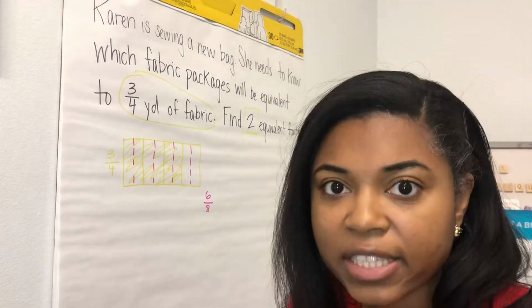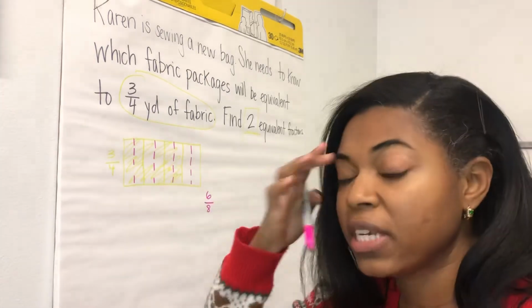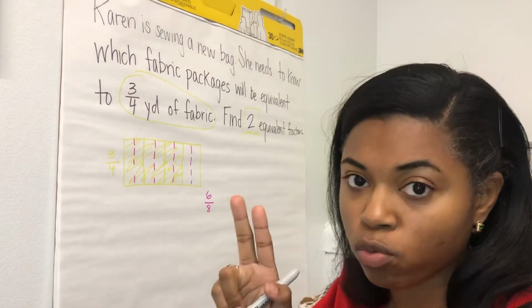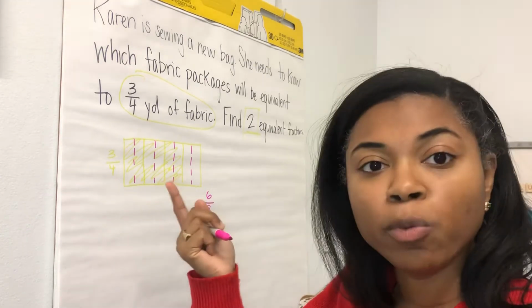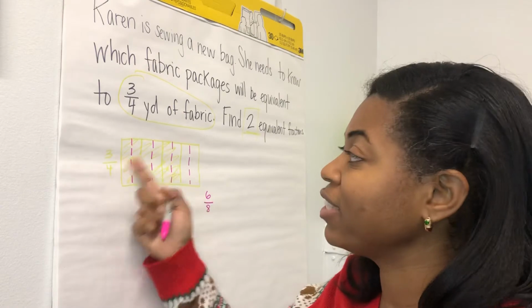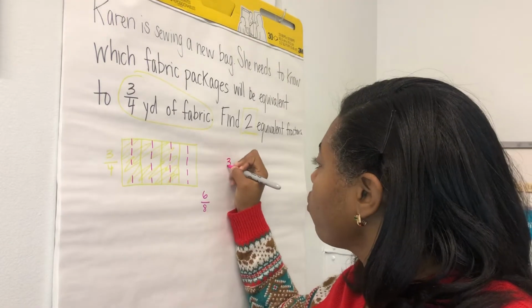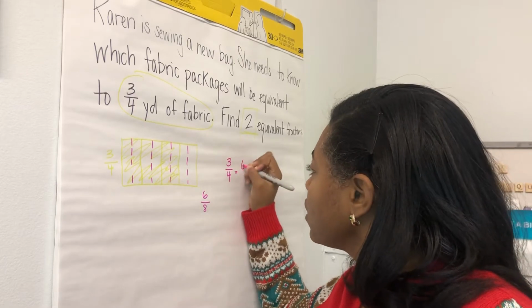I know 6/8 is equivalent to 3/4 because by partitioning each piece into 2 pieces, I doubled the numerator and the denominator. And I know they're equivalent because they take up the same amount of space in an equally sized whole. So I know that 3/4 is equivalent to 6/8.